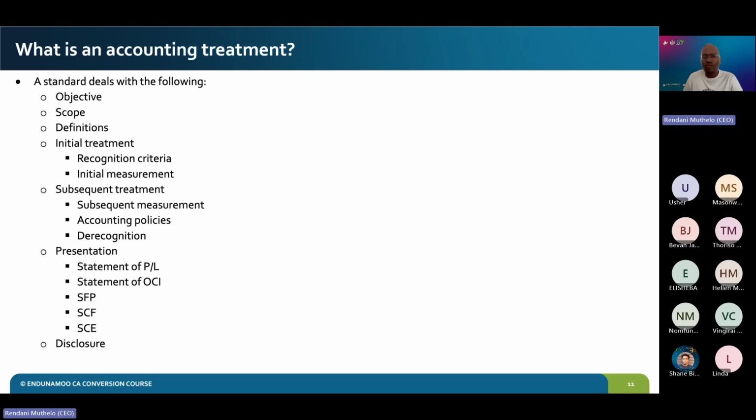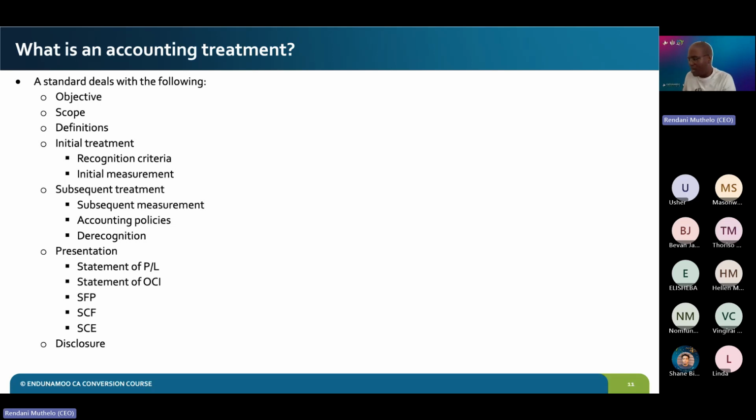So the standard starts off with an objective. The objective just tells us why this standard exists. Where does it come from? Why was it ever created? Why was it necessary? What is it trying to do? That's what the objective is. So when I tell you that I am looking at IAS 2 and it deals with inventory held for resale, how did I know? The objective told me. So your journey with the standards, first, you just need to be looking at the objective.